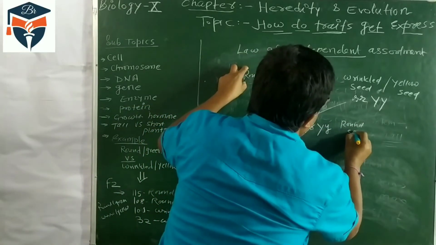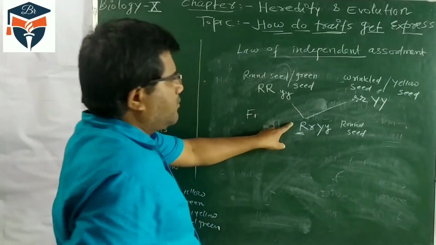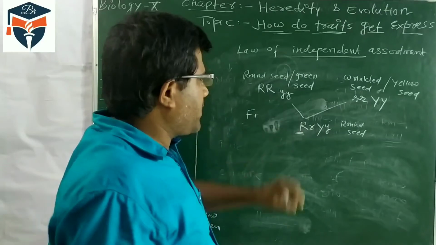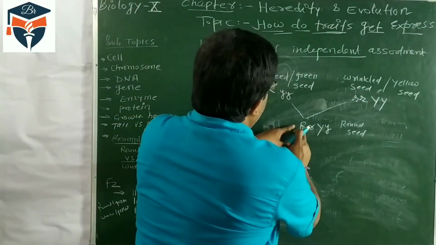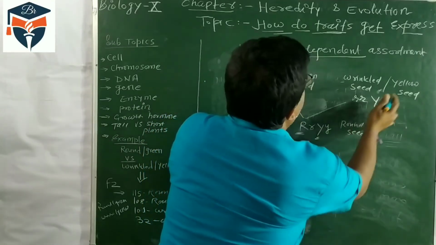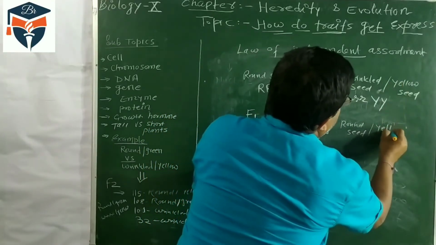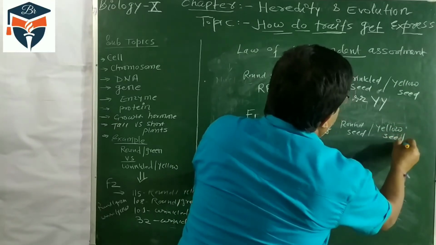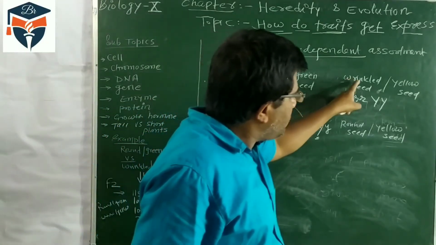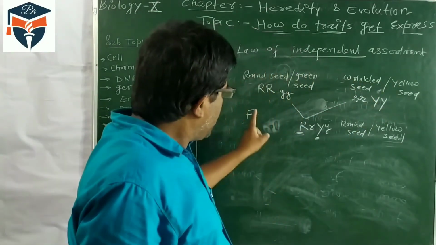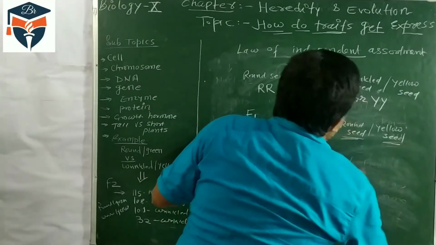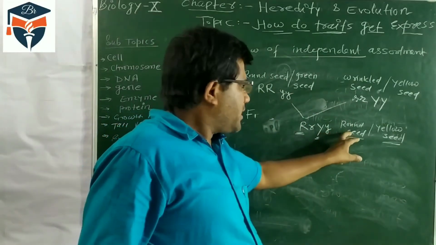Round seed. Because capital R is dominant, when one allele or more than two alleles come, it has the same character. So capital R, 1 is there, so it will be round seed. And capital Y is also here, it will be yellow seed. So what to understand: when a round seed and green seed plant is crossed with a wrinkled and yellow seed plant, then in the F1 generation, all the plants will come round seed and yellow seed because these are the dominant characters.